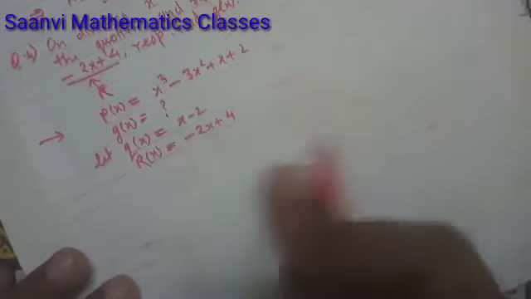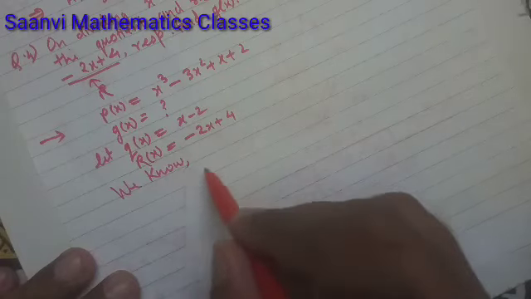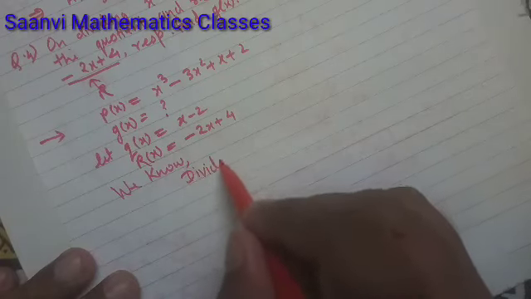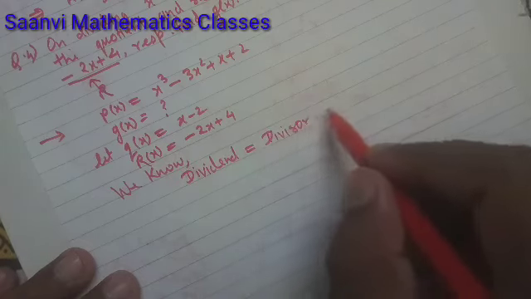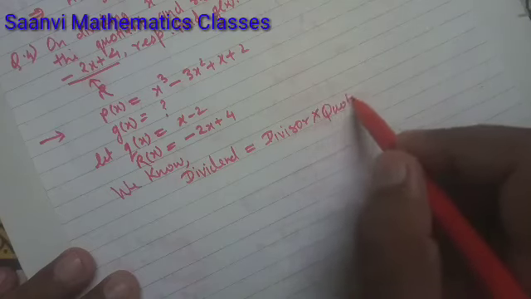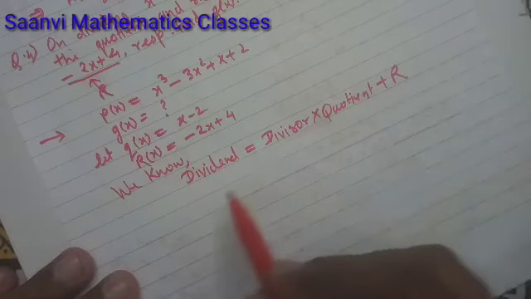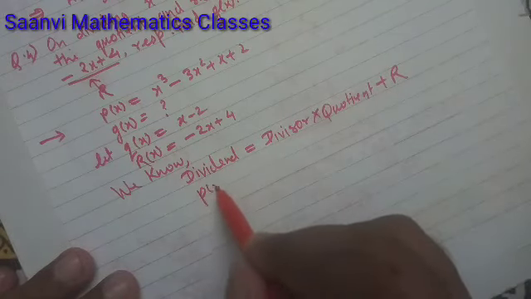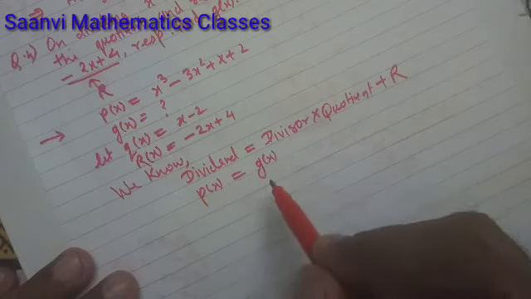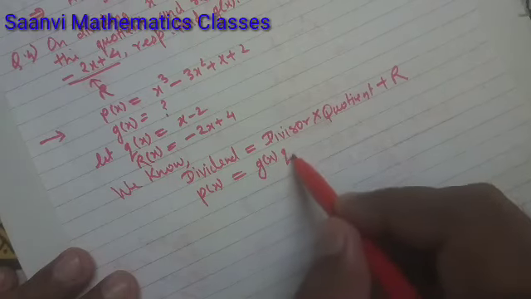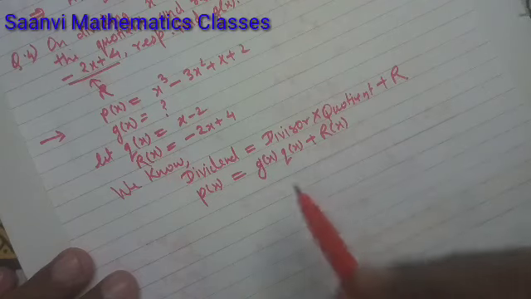Okay, so we know this from our lower classes: dividend is equal to divisor into quotient plus remainder. So simply I'm going to substitute. Your dividend is your polynomial p of x, your divisor is what you need to find, the quotient is given as q of x, and the remainder is given as r of x.